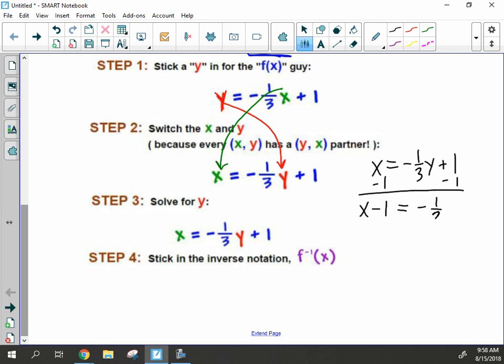Now this is the trickiest part of all, and it's not that bad once you learn how to do it once. The next thing we have to do to get the y by itself is make the negative 1/3 go away. So in math, if you ever want to make a fraction go away, all you do is multiply it by the reciprocal. Reciprocal is when you flip a number over.